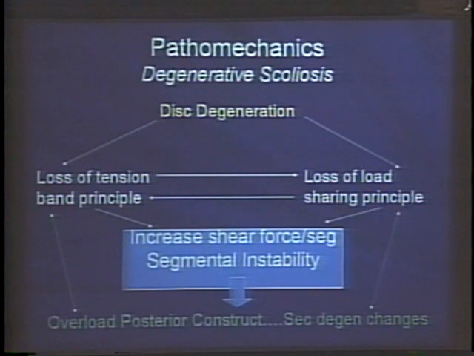Now, the pathomechanics are outlined here and involve the primary event, which is going to be multiple level disc degeneration. And this results in loss of the tension band principle and loss of the load sharing principle as we get more kyphosis. And one of these leads to the other. This gives us an increased shear force per segment, which is a definition of segmental instability. And this overloads the posterior facet joints and we get secondary degenerative changes. So this all starts with asymmetrical disc degeneration.